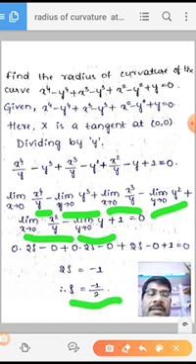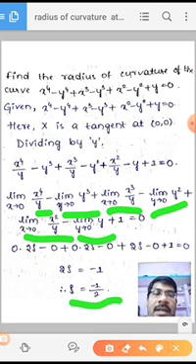Here in this section we discussed the radius of curvature at any point and the curvature of the curve passing through the origin by using the Newtonian method. Next session we will discuss the center of curvature and evolutes.